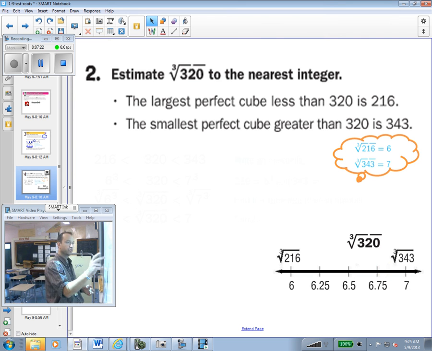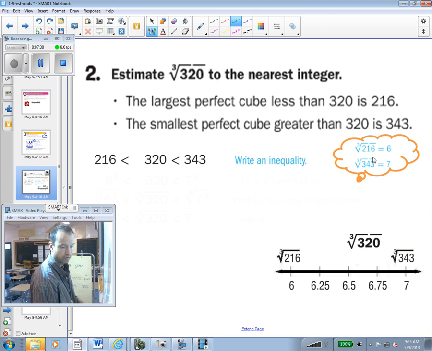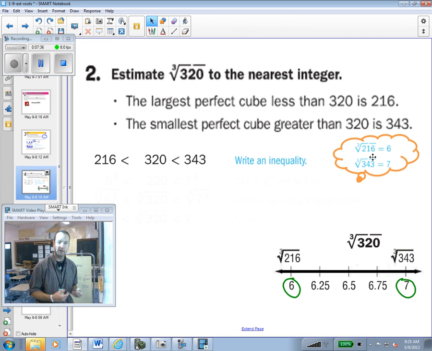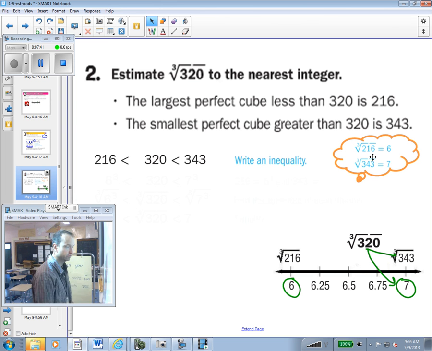So again, you're thinking of it this way. It's in between 216 and 343. The rest of it is going to go through to get you from those to knowing that the cube root will be in between 6 and 7. And then which one is it closer to? I think you can see it's closer to this, so it's going to be closer to 7.